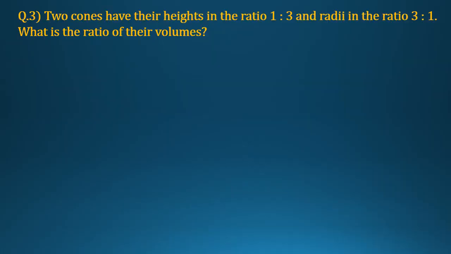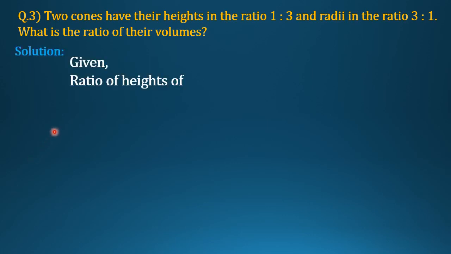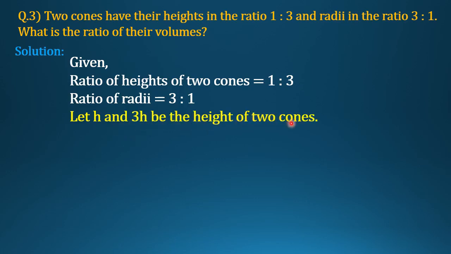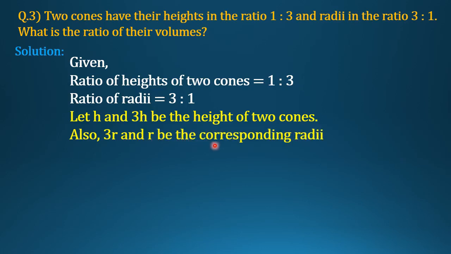Two cones have their heights in the ratio 1:3 and radii in the ratio 3:1. What is the ratio of their volumes? Solution. Given ratio of heights of two cones is equal to 1:3. Ratio of radii is equal to 3:1. Let h and 3h be the height of two cones. Also 3r and r be the corresponding radii of cones.